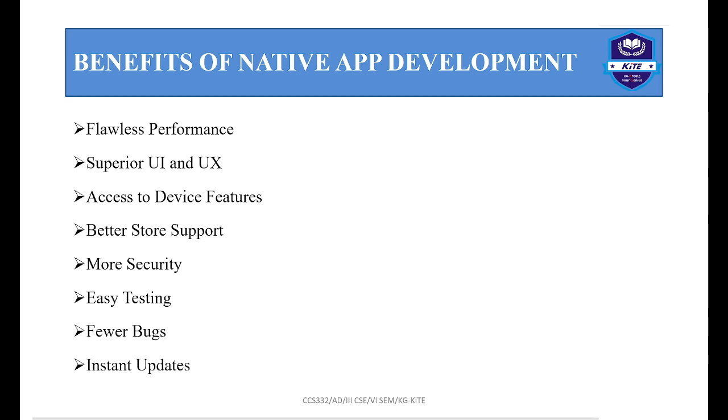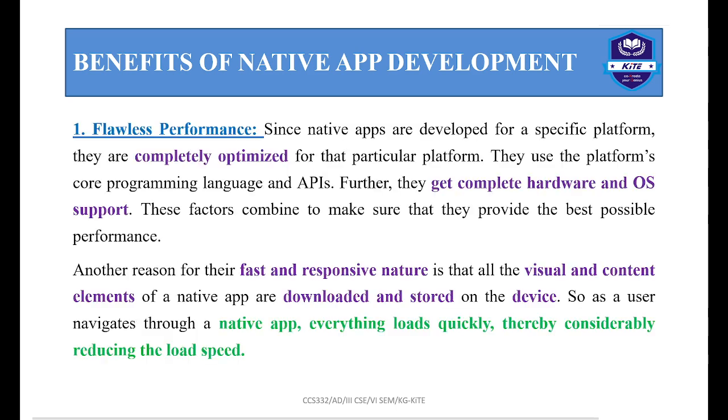So here are a few benefits of native app development: flawless performance, superior UI and UX, access to device features, better store support, more security, easy testing, fewer bugs and instant updates. Here we'll discuss each one of the benefits. The first one is flawless performance. Since it is completely optimized, that is, developed very platform-specifically, it gets complete hardware and operating system support. So it provides better performance.